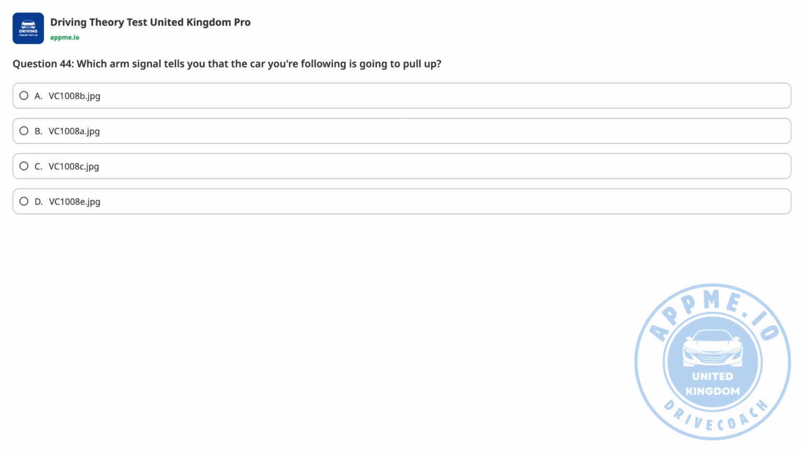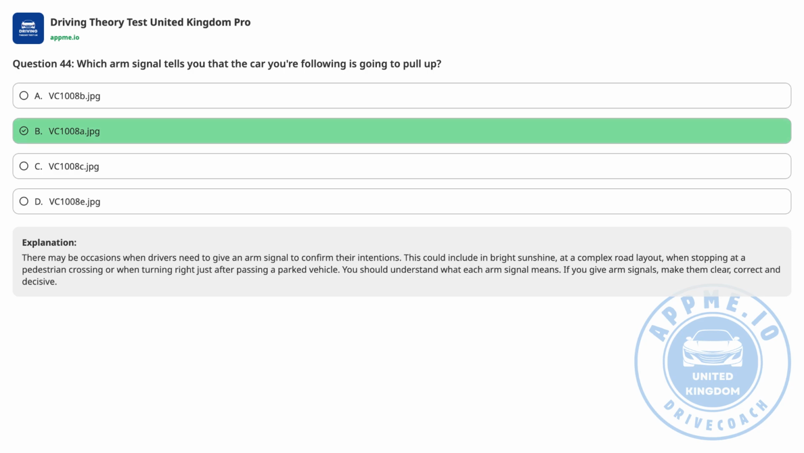Question 44. Which arm signal tells you that the car you're following is going to pull up? A. B. C. D. The correct answer is B.